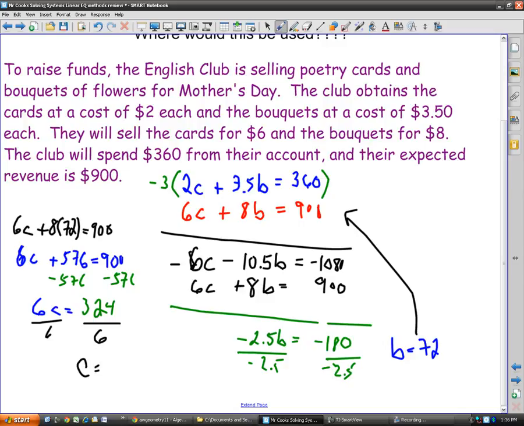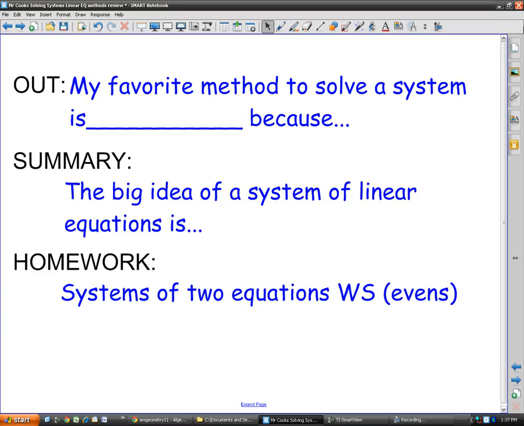So that's our lesson on systems, and your out is to write down your favorite method. My favorite method is to do elimination. It's usually the quickest for me. Substitution works well. It just depends on which one works best for you.